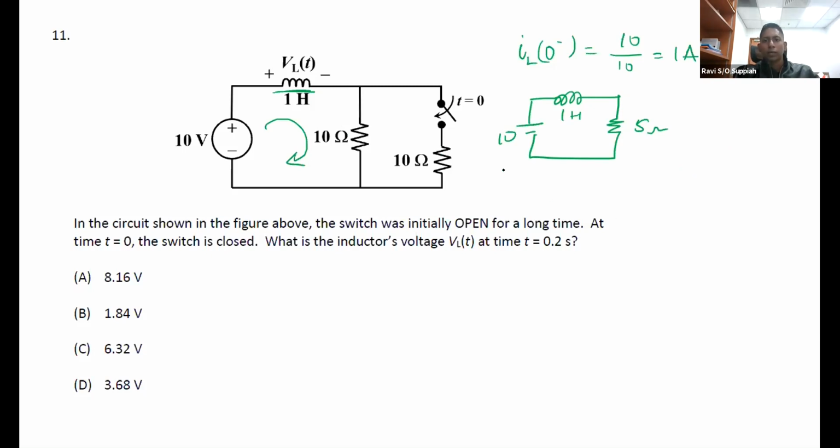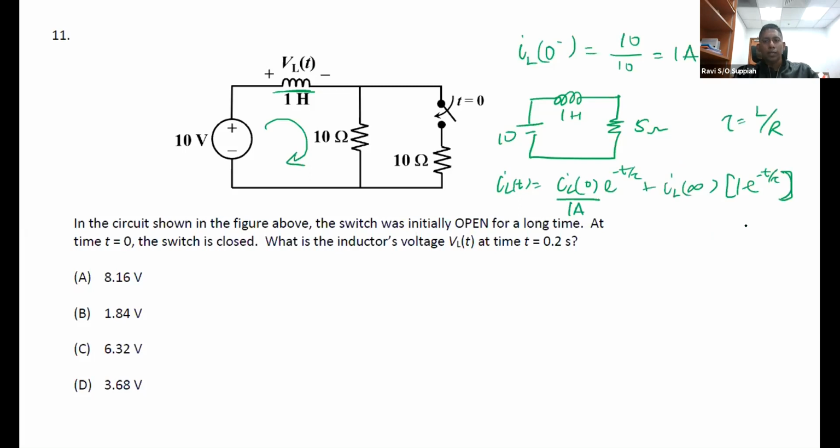So what is the standard formula? You should basically know it. IL(t) = IL0 e to the power minus t over tau plus IL infinity times (1 minus e to the minus t over tau). In this case, your tau is L by R. So that part you can get based on this L and this R. Now what is IL0? IL0 is the initial current going through the circuit, and that is 1 ampere.